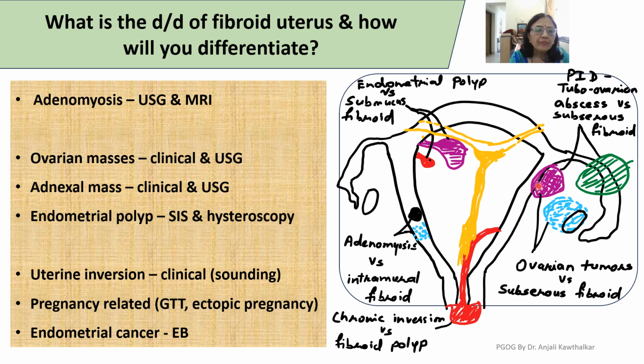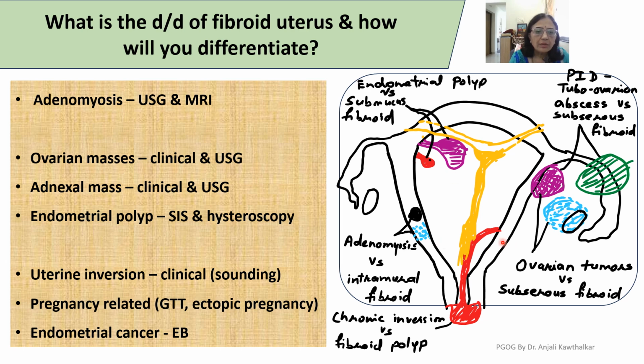Then for endometrial polyp, the differential diagnosis will be submucous fibroid, and for that, saline infusion sonography, by which we are opening up the endometrial cavity so that it helps us to differentiate between endometrial pathologies, and by hysteroscopy we can differentiate between these conditions.